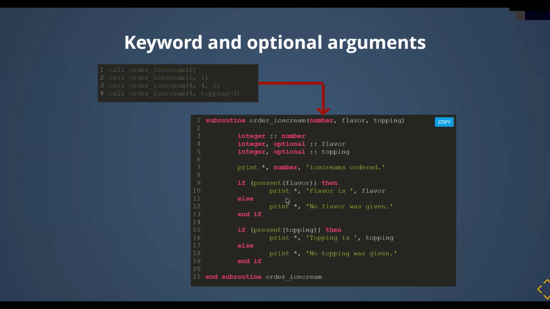However, if I want to specify the third argument, I can't use the normal syntax, because if I don't want to specify flavor, I need to somehow leave that out. And if I want to specify topping, I need to use a keyword argument here. So topping equals 3. Then flavor is false and topping is true.